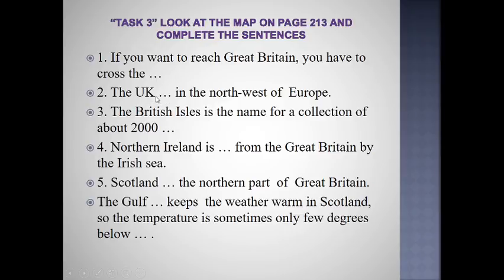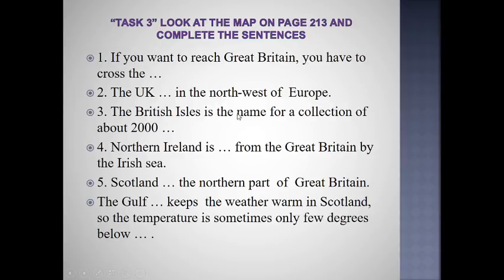The United Kingdom in the northwest of Europe. Word combination. Яке словосполучення повинно бути? Об'єднане Королівство в північному заході Європи. Is situated, розташоване. The United Kingdom is situated in the northwest of Europe.